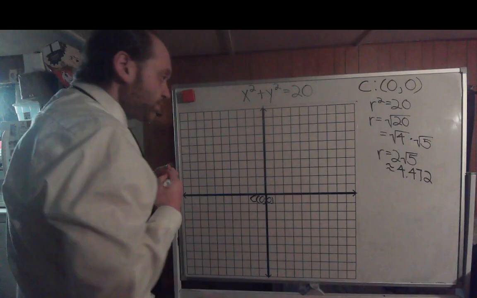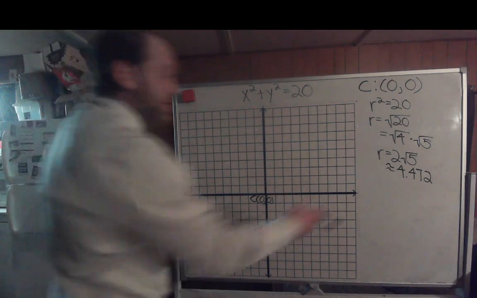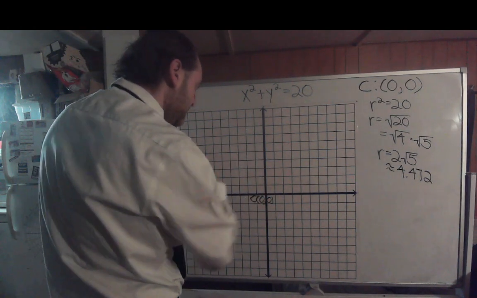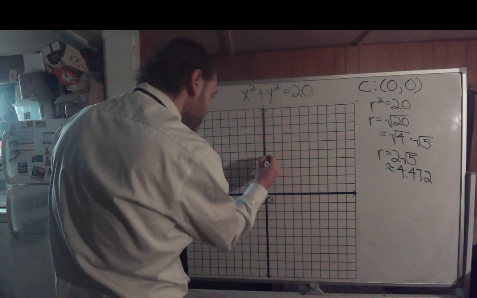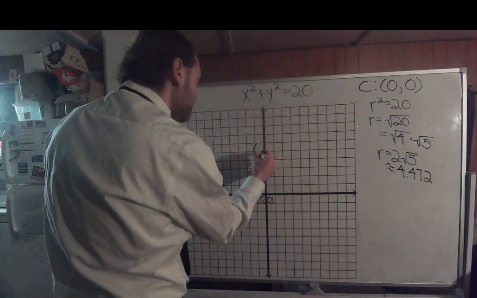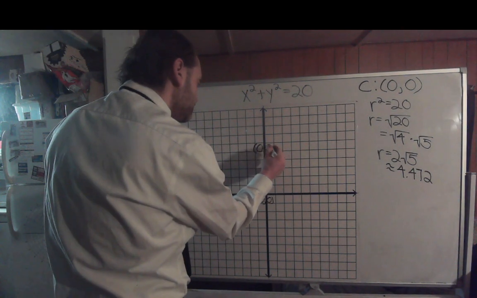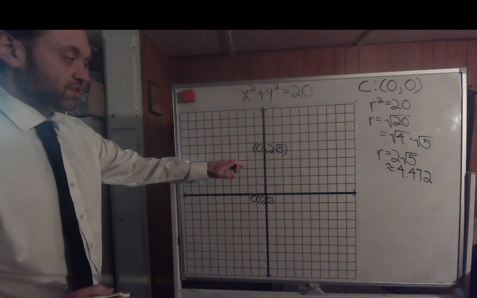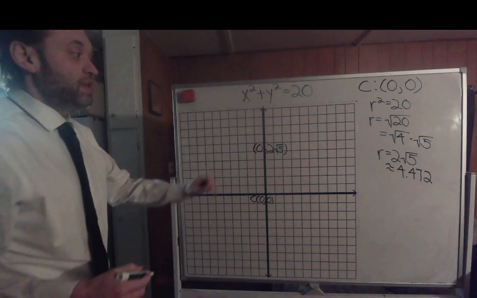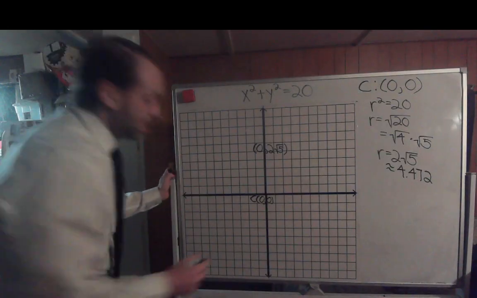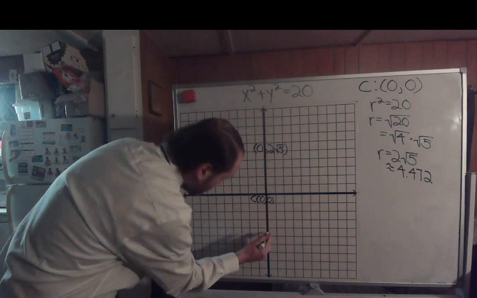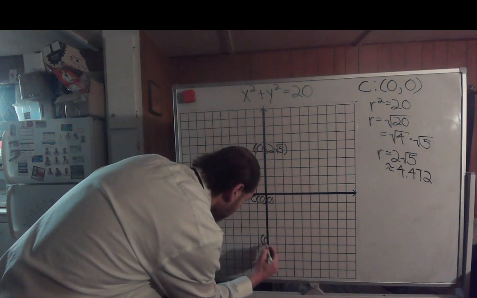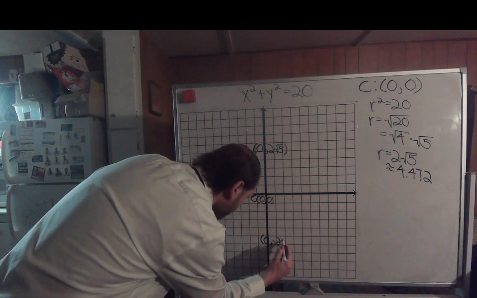So let's go that many units above the center. So 1, 2, 3, 4, a little under 4.5. So here is going to be 0, 2 times the square root of 5 for one vertice of the circle. Let's go that many units below the center. So that would be 1, 2, 3, 4, a little less than 4.5. So this will be 0, negative 2 times the square root of 5.